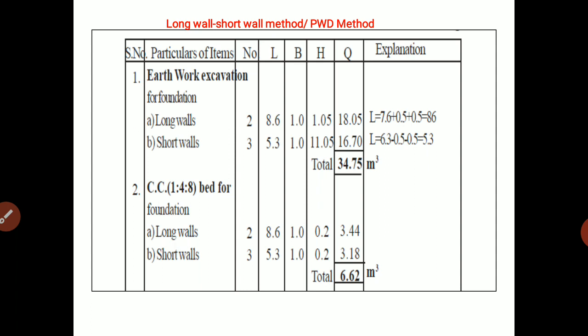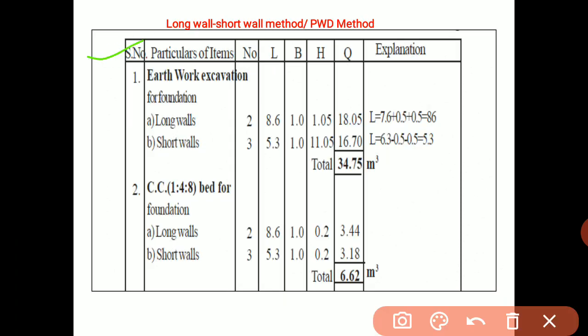Then we'll calculate item-wise, following the sequence of doing the construction work. Accordingly we do our calculations in the measurement sheet. So this is the format of the measurement sheet, explained in the previous lecture also. So first of all, earthwork in excavation for foundation, for long walls and for short walls.